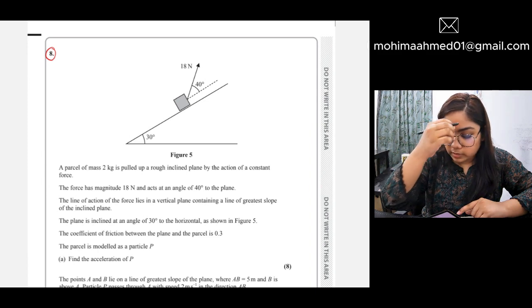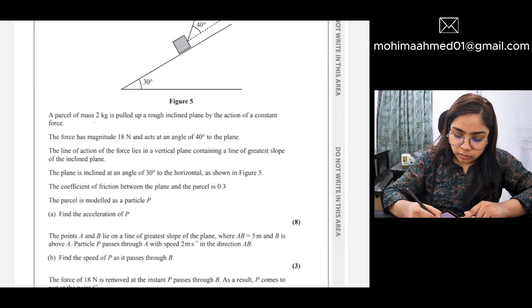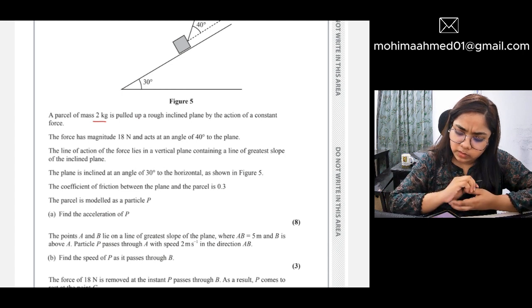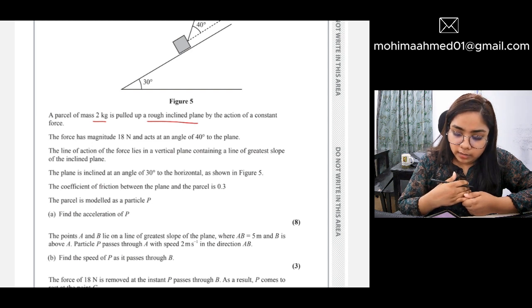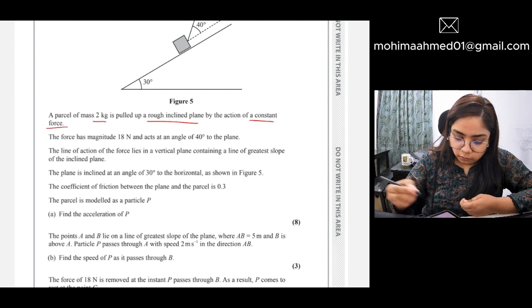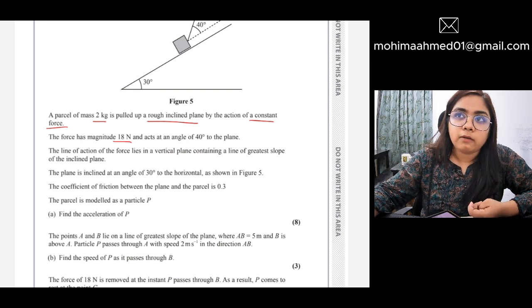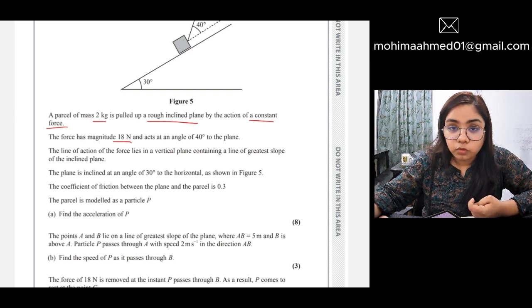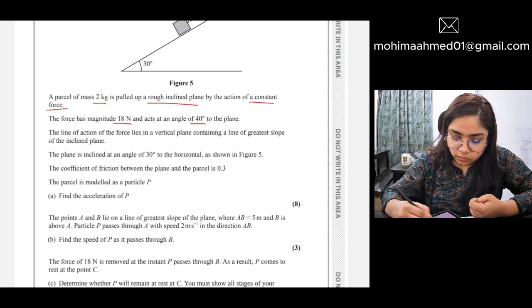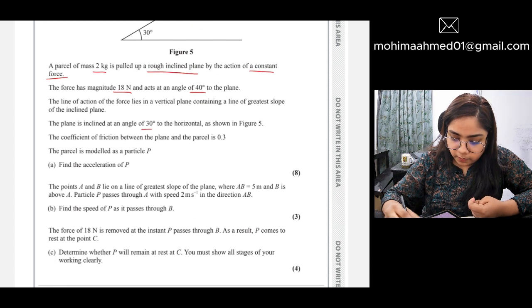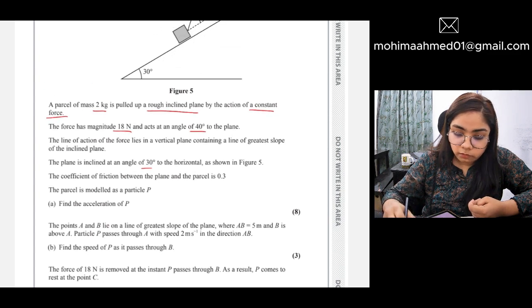Now question 8 says a parcel of mass 2 kg is pulled up a rough inclined plane. Rough means this time it has friction, and it is going to be pulled up, so friction acts in the downward direction. It is pulled with a constant force of magnitude 18 Newton. Constant force means it would have an acceleration. The force acts at an angle of 40 degrees to the plane. The plane is inclined at an angle of 30 degrees, and the parcel is modeled as a particle. Find the acceleration of P.